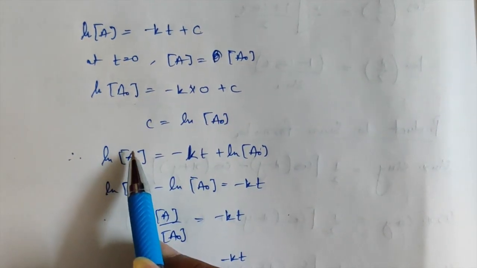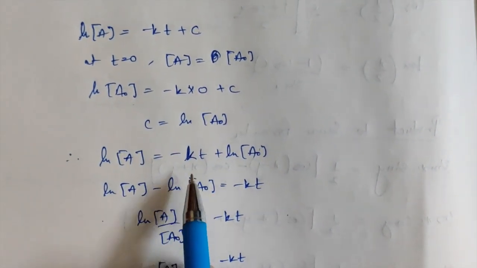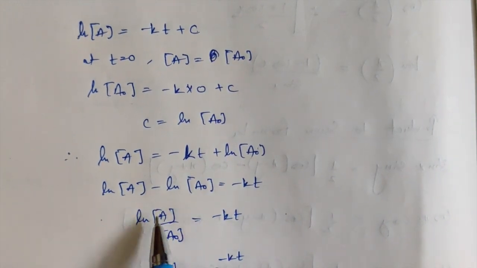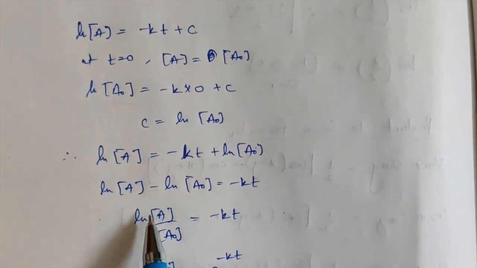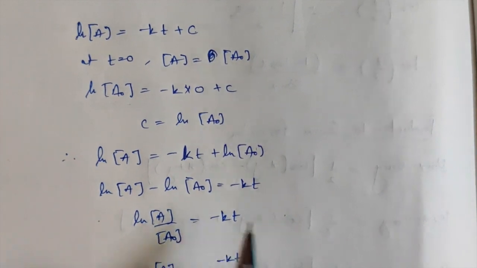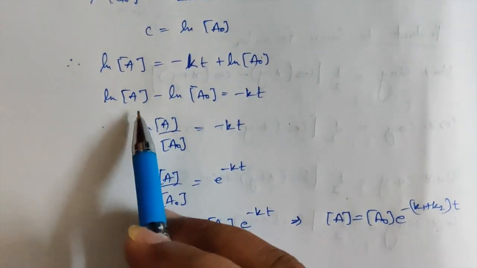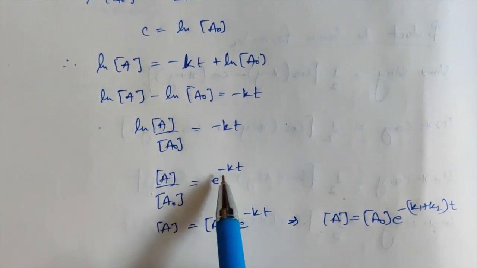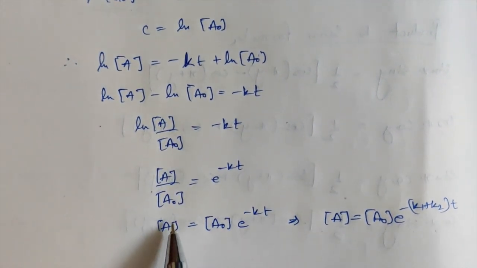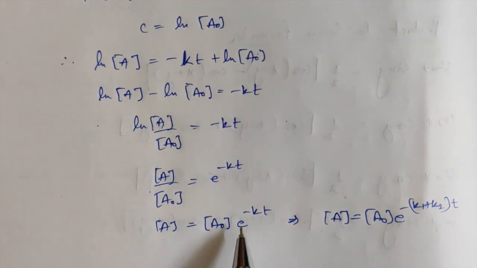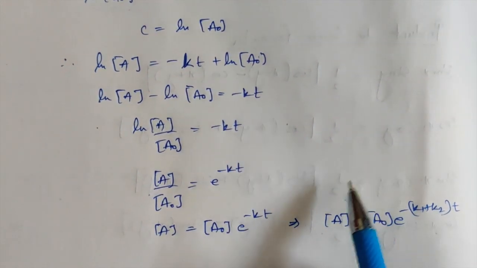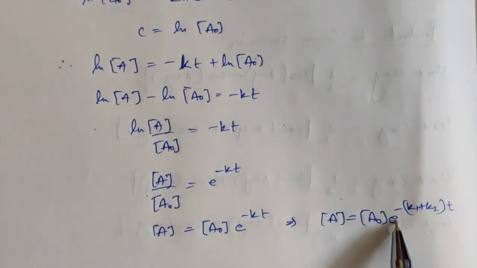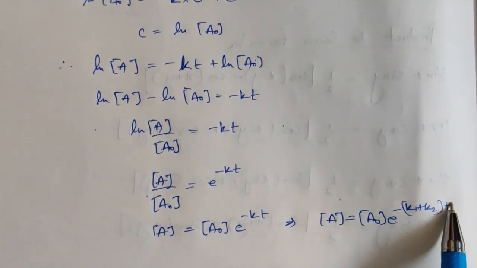Now take this ln A naught to this side, and you will get ln A minus ln A naught is equal to minus kt. ln A minus ln B is equal to ln A upon B, so that's what I have used: ln A upon A naught is equal to minus kt. When I remove this ln, it becomes e to the power minus kt, and that means A is equal to A naught e to the power minus kt. And when I put the value of k, which was k1 plus k2, I get A is equal to A naught e to the power minus (k1 plus k2) times t.